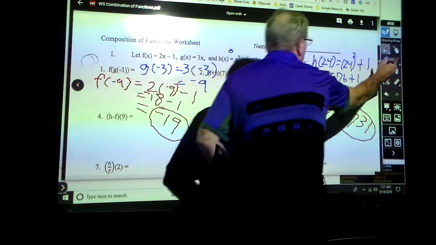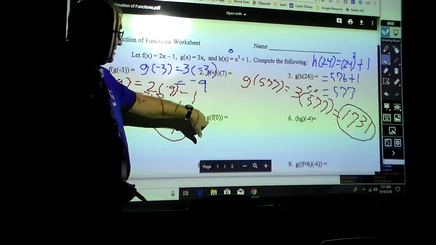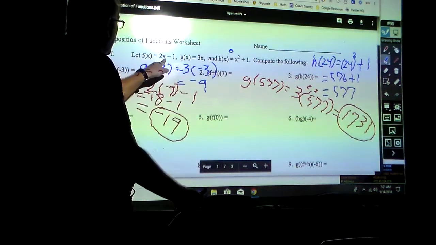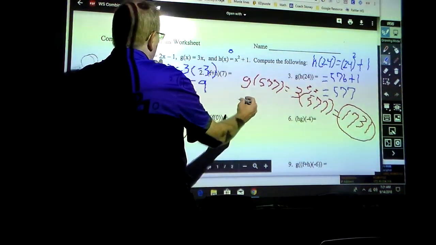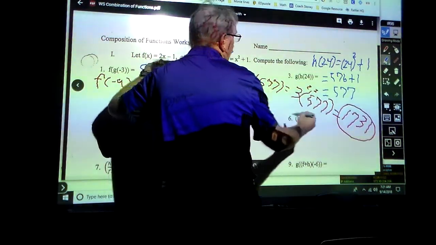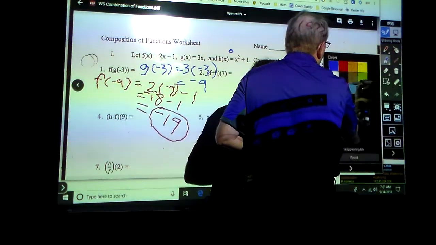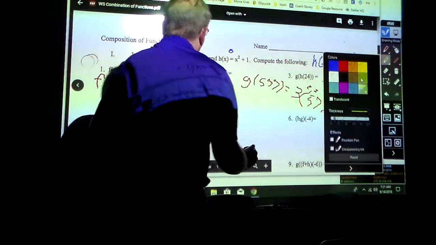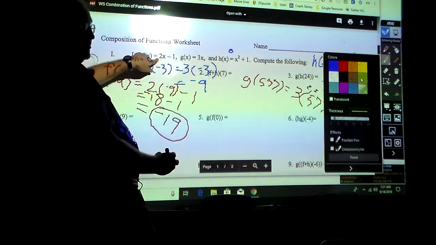Now, I'm going to do number 5, g of f of 0. Once again, this f of 0 is inside the g, so I'm going to do f of 0 first. Let's change my colors up a little bit. Let's change this to a green so that we can see it apart from the others. So I'm going to do f of 0. I'm going to come here to this function.